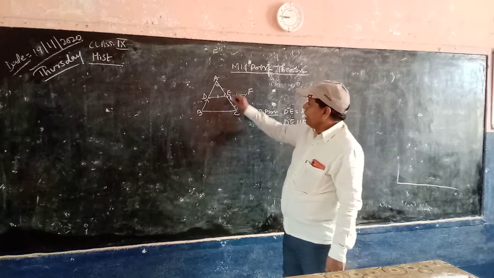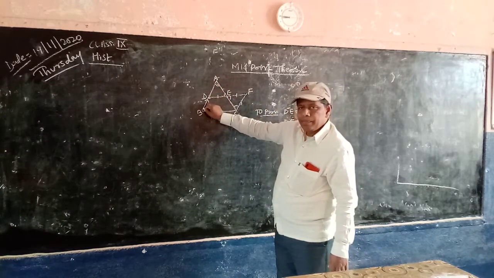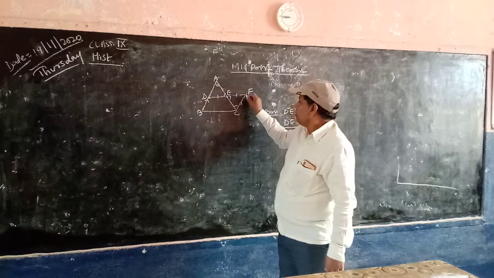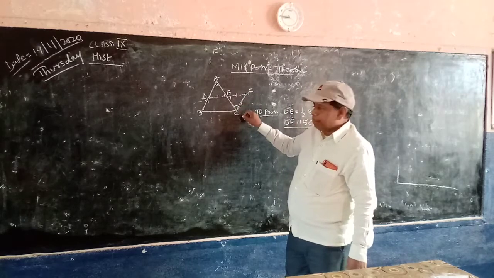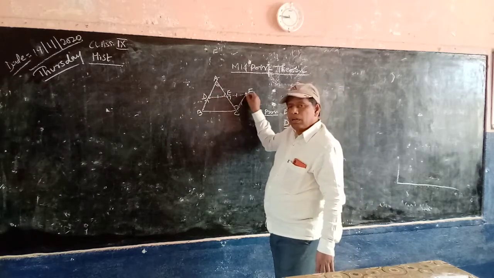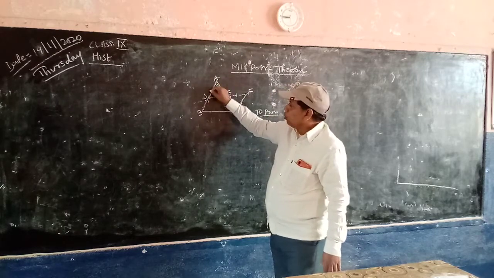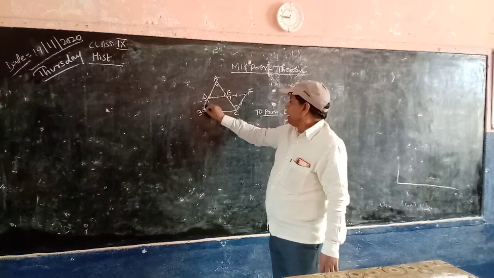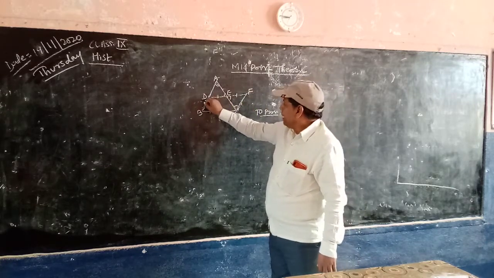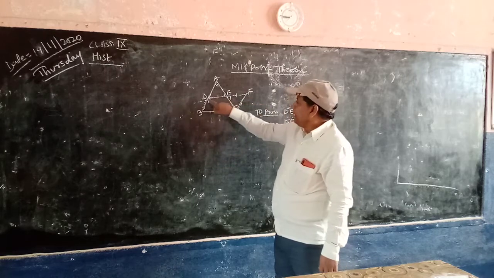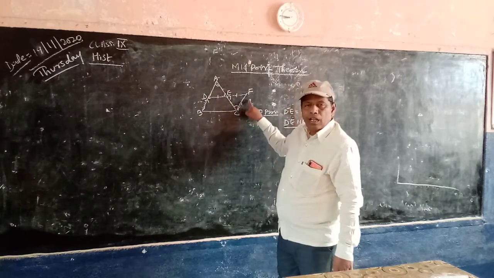Congruent, and so AD equal to BD, so BD equal to AD equal to CF. Then BD equal to CF. Why? D is the midpoint of AB, so AD equal to BD. So BD equal to CF and BD parallel to CF. So BCFD is a parallelogram.